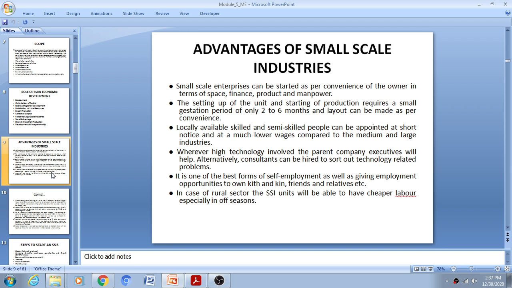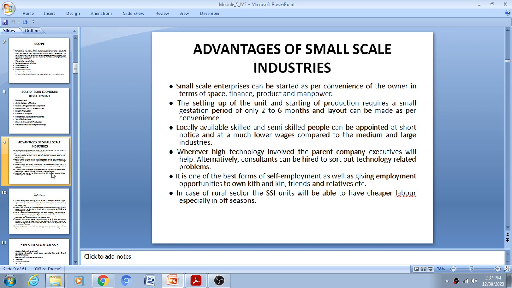So self-employment is a really good concept because you need not work under any person or institute or organization. You can start up with your own organization. Not only that, you can also provide employment for your kith and kin. That means for your immediate relatives as well as your friends, your relatives, etc.